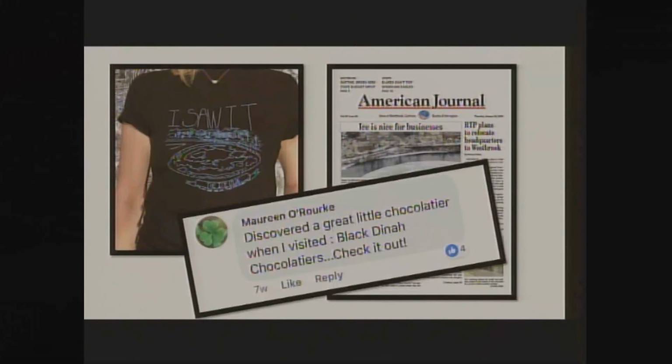Some local visitors also getting a peek at the ice disc. And then somebody created shirts. We had a nice report from the businesses that it had positive impact on them. And then you had people sharing that online. So this person discovered Black Dinah Chocolatiers and shared that information with people. I think people were pleasantly surprised that once they got behind those stores and walked by the river and saw what was actually there, and also seeing some of the new restaurants and stuff.